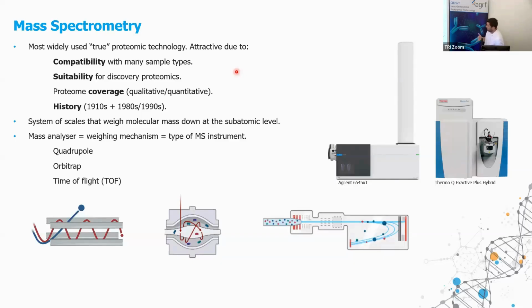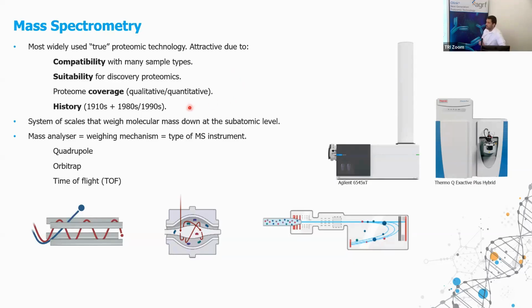It has a terrific suitability for discovery proteomics in the sense that you don't know pretty much what you're going to find at the end of a proteomics experiment with mass spectrometry. It's very much probability based in that sense. And then it also has qualitative and quantitative proteome coverage in the sense that it tells you what's there and can tell you how much is there.